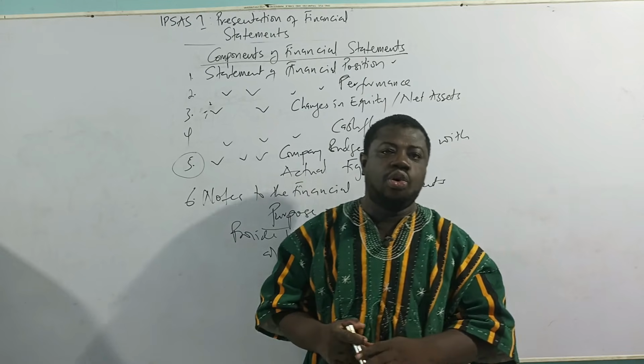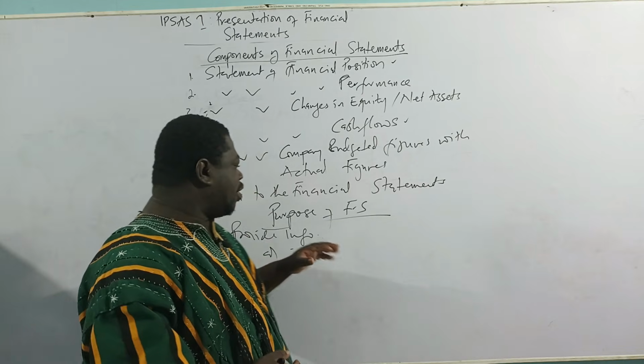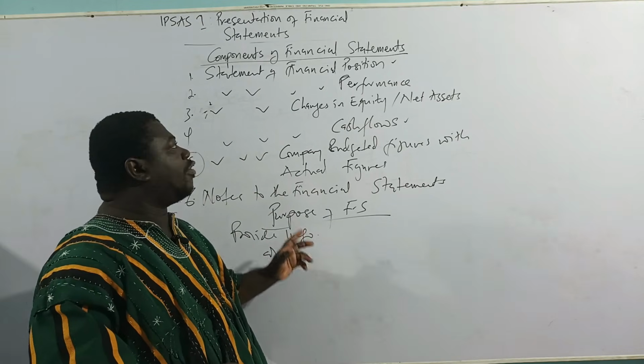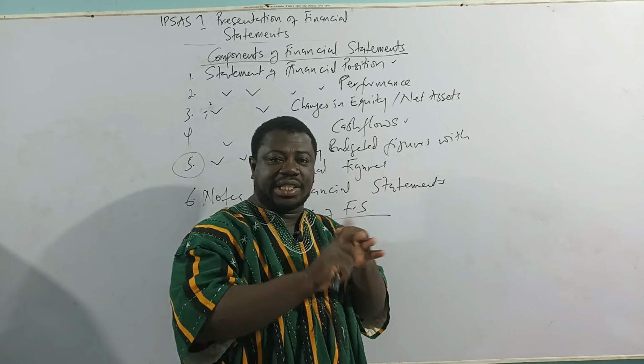That is the purpose. So there is a difference between writing the components and answering a question on purpose. For purpose, you have to make sure you are summarizing it into three: financial position, financial performance, cash flow position.